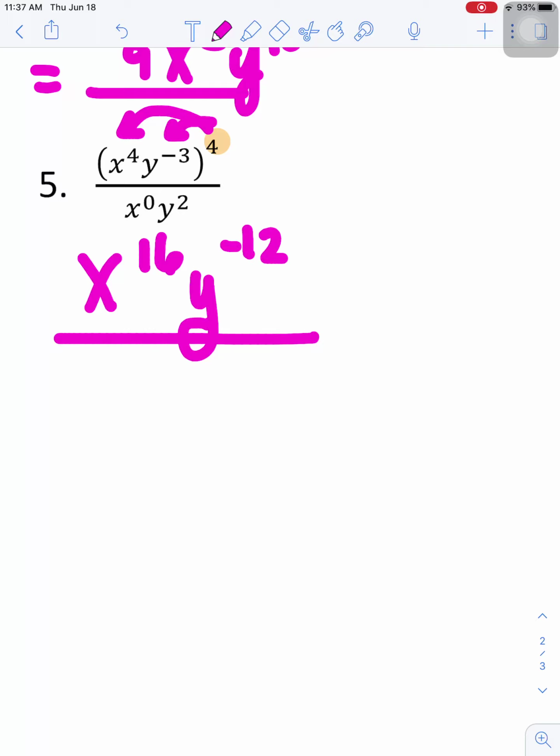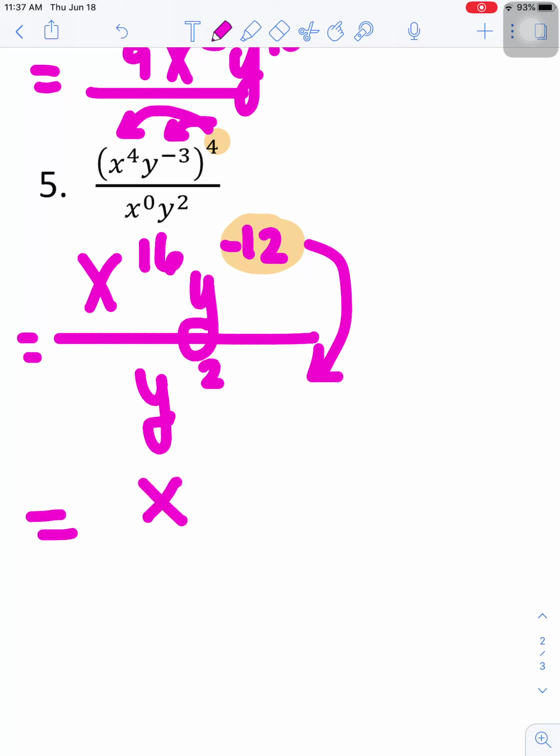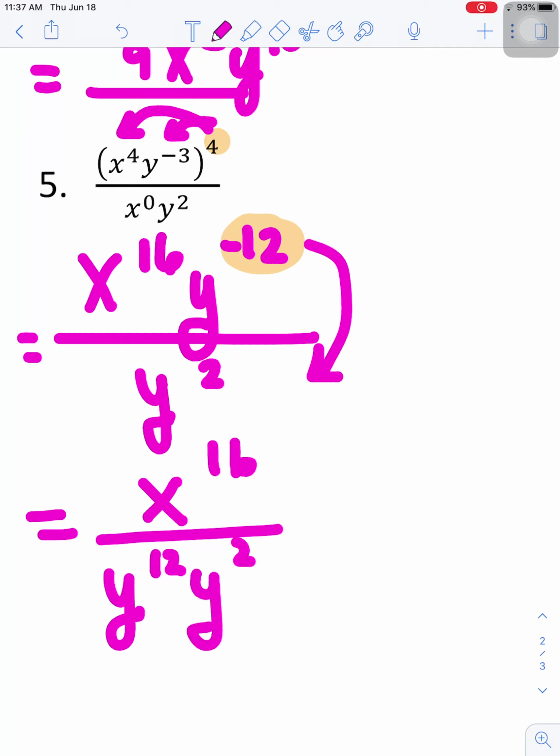Now, as you go to rewrite the denominator, notice that the first part is x to the 0 power. Well, we know anything to the 0 power is 1. And 1 times y squared would just give us y squared. All right, in this case, we're left with a negative exponent in the numerator. That tells us that that term goes down to the bottom. So we have x to the 16th over y to the 12th and y squared.